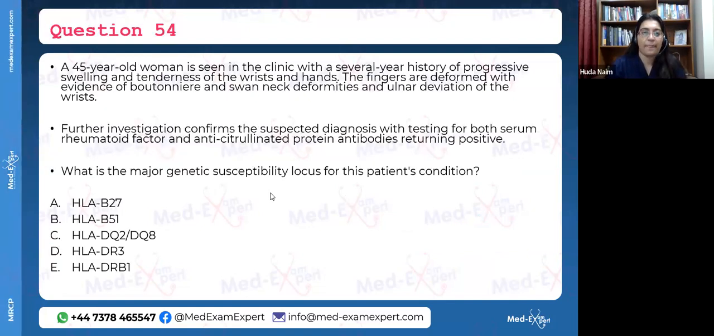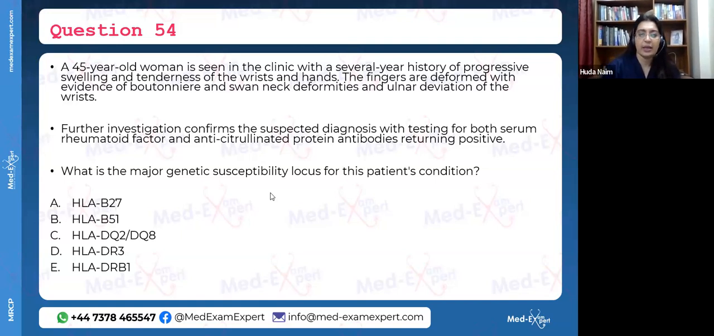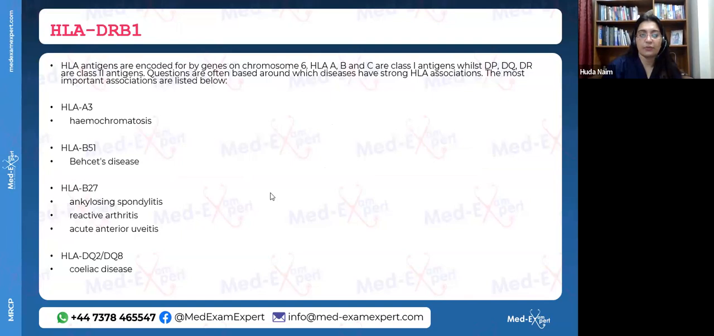Another important point as far as the exam is concerned, in our regular lectures, we discuss this in a lot of detail. Very good. So rheumatoid arthritis. The HLA subtype, the genetic susceptibility locus, is HLA-DRB1. Okay. So we discussed this in a lot of detail. What are the different types of HLA antigens and which are associated with which disease?